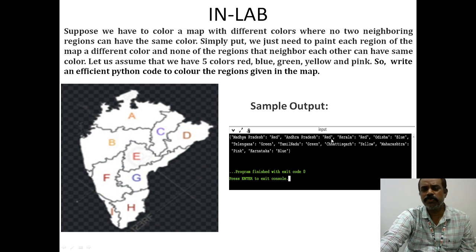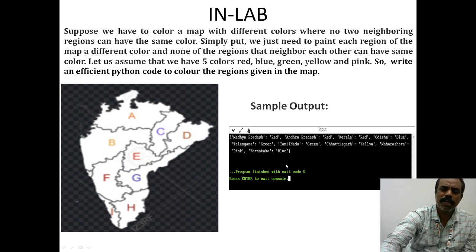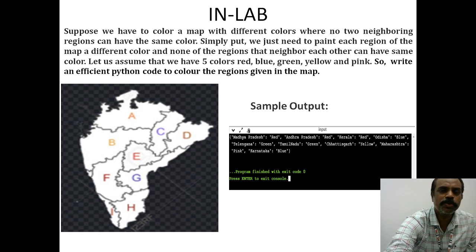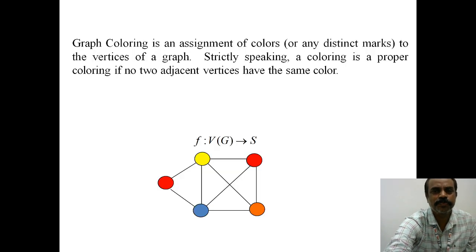If they are neighbors, we cannot be using the same color. For Odisha, it is blue color. This is how the output should look. So this is a variant of graph coloring, or what we call a map coloring problem. This is the problem you have to solve within the lab.